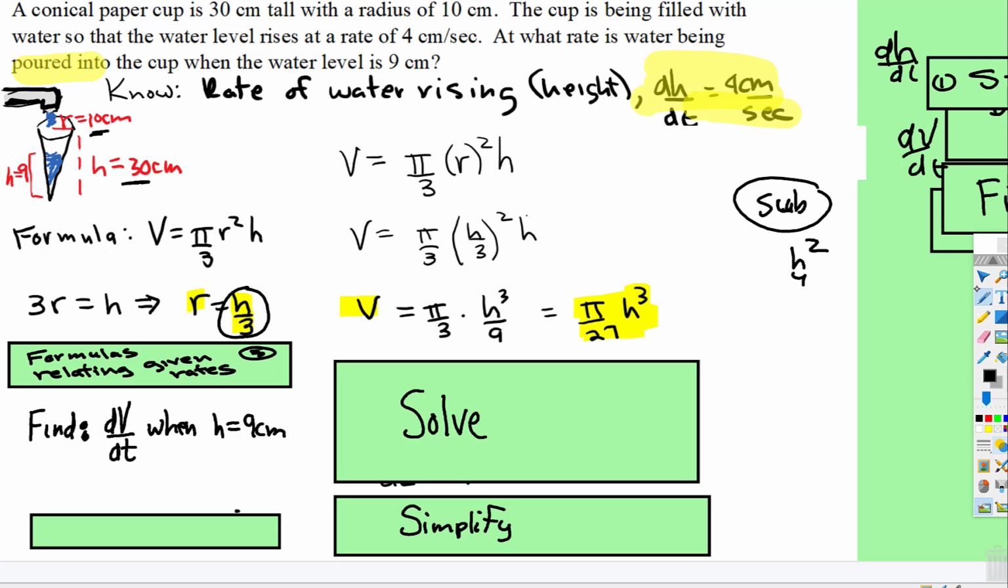We have pi thirds times h squared over 9. You multiply that, you have pi over 27 h cubed. And now you're going to take the derivative of that. So the 3 will come down in front, and then that will be h squared. So it will be 3/27 pi h squared dh/dt, because remember it's related rates, so we use implicit differentiation. And then 3 over 27 cancels to 1/9. So hopefully that was that next step.